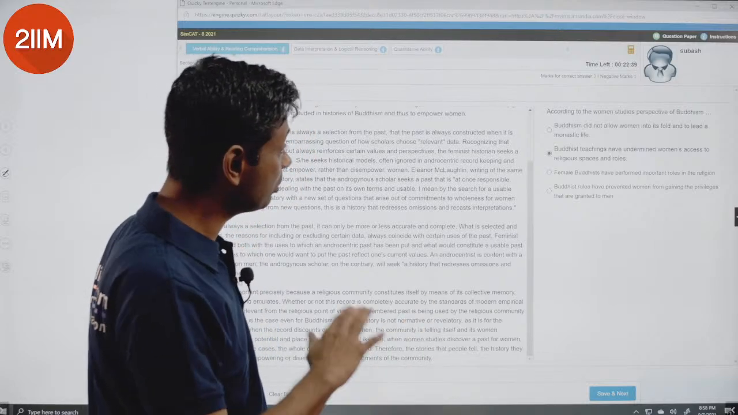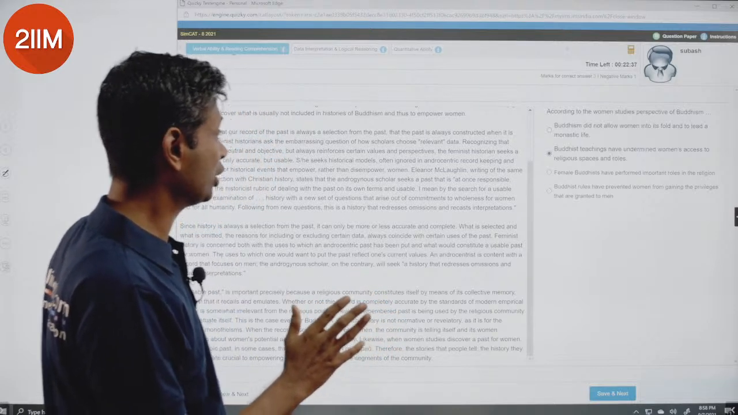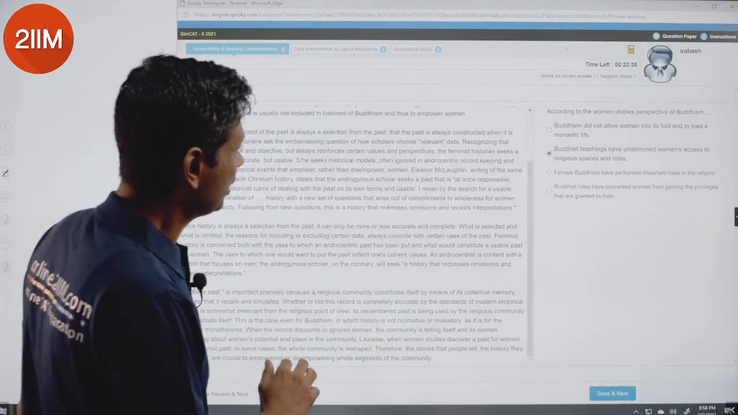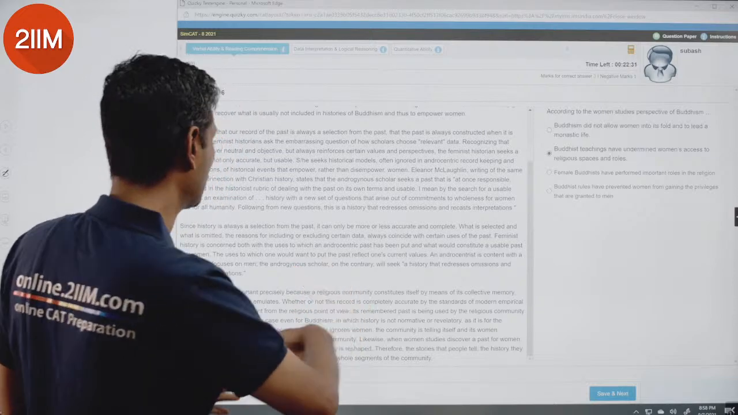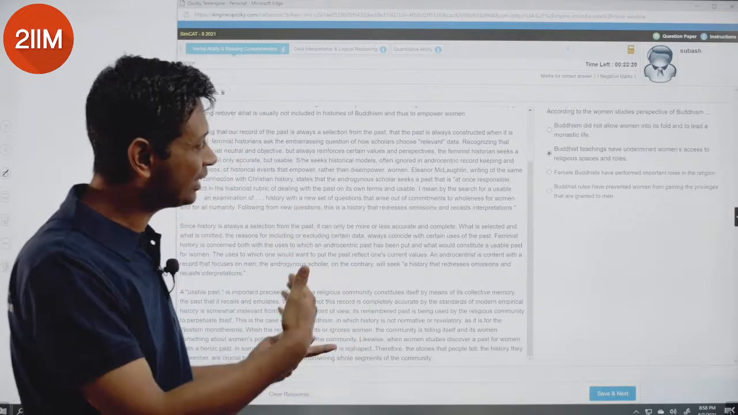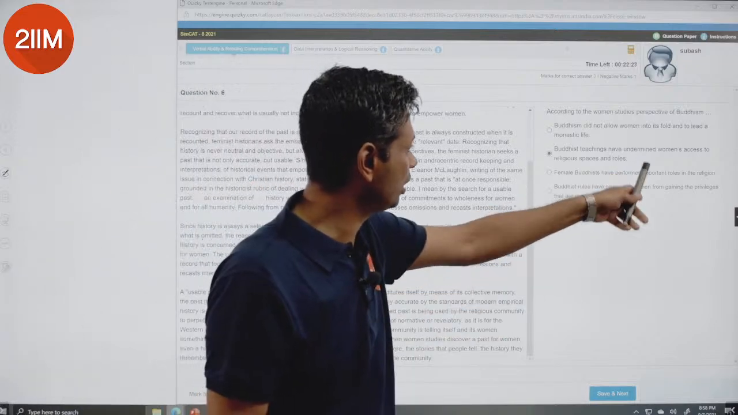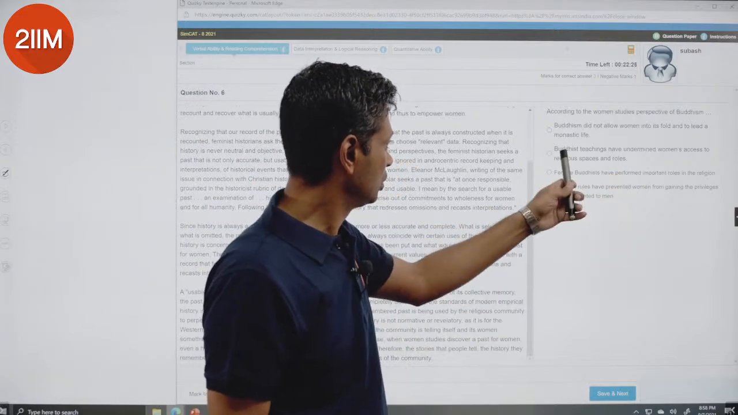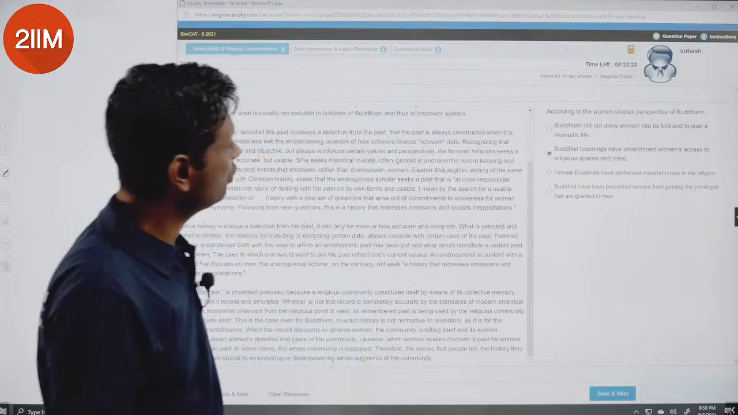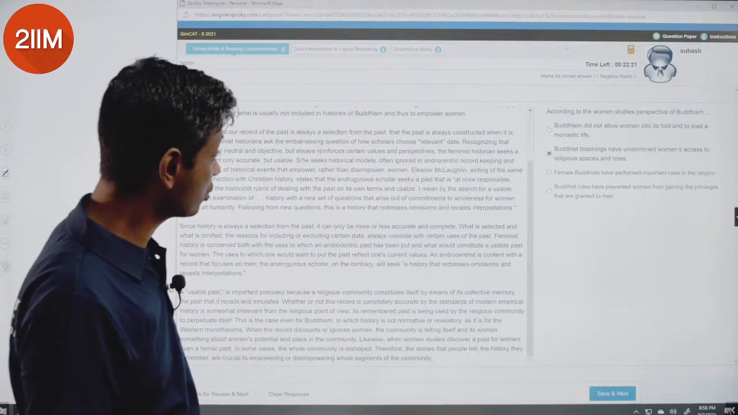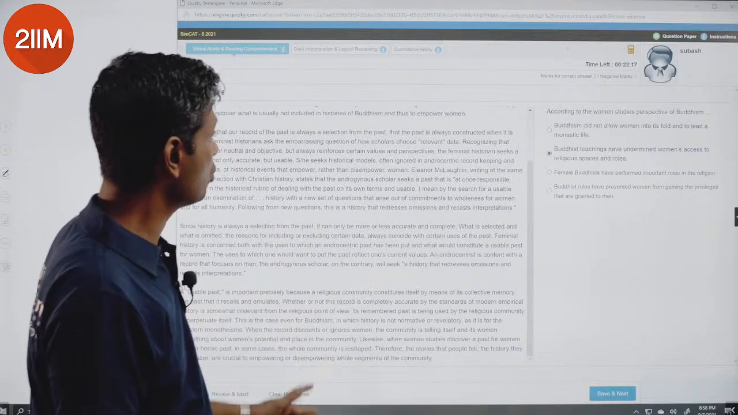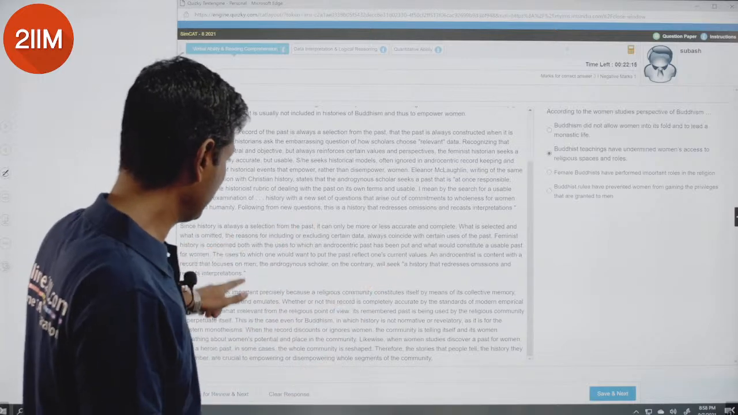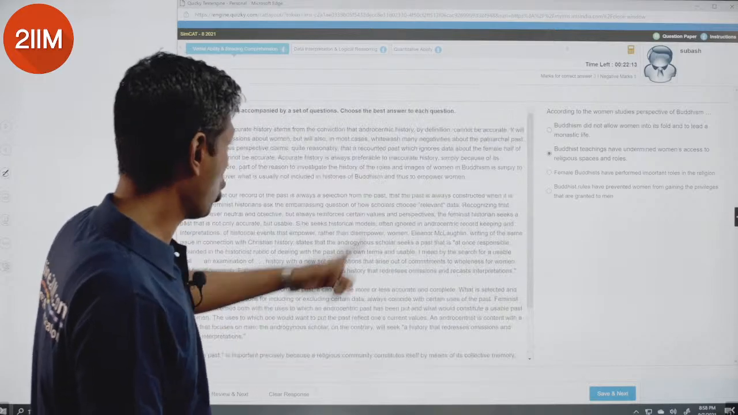Buddhist rules have prevented women from gaining the privileges that are granted to men. Probably yes, but it's not even prevented. They have not even talked about that. So undermined, I think, is a better word than prevented. So teachings that undermine women's access to religious spaces and roles, that is probably most relevant. Did not allow women into its fold and to lead a monastic life, I don't see there is evidence of that. So I would go with this B.